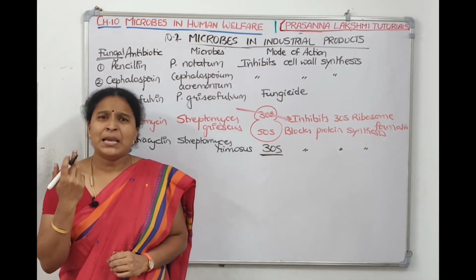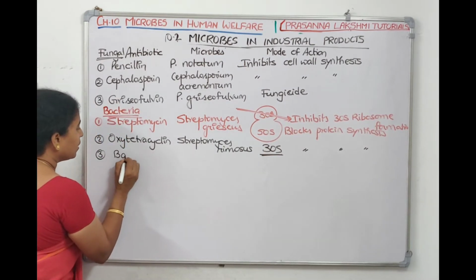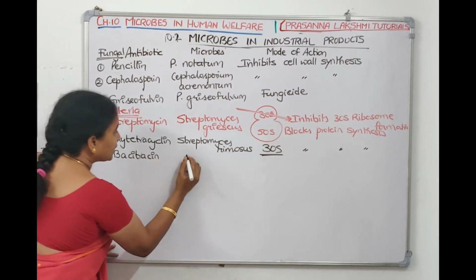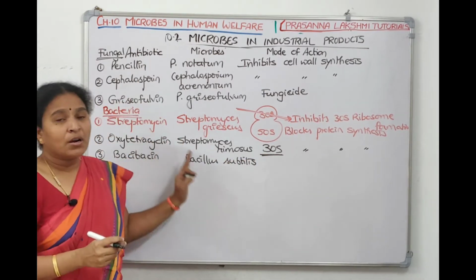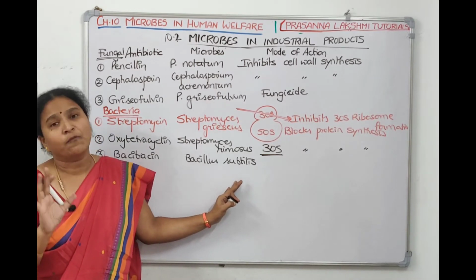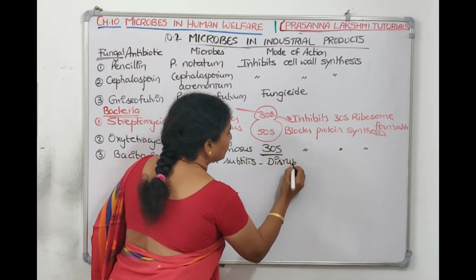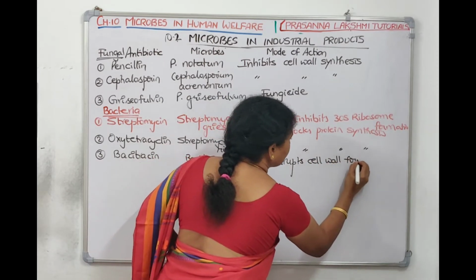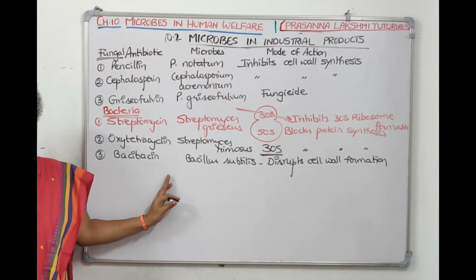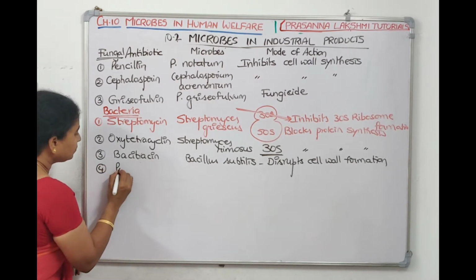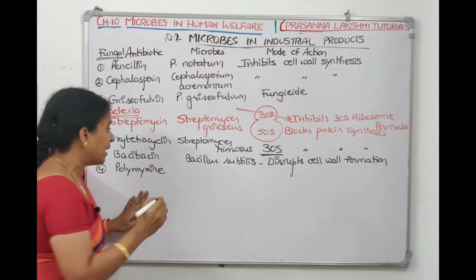Now the next antibiotic, bacitracin, extracted from Bacillus subtilis. Like penicillin, what will this antibiotic do? It will disturb the cell wall formation, means it is inhibiting the cell wall formation. It disrupts cell wall formation, similar to penicillin action. What is the name of this antibiotic? Bacitracin. Another antibiotic is called polymyxin, extracted from Bacillus polymyxa.